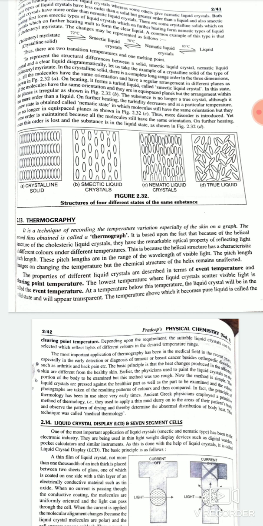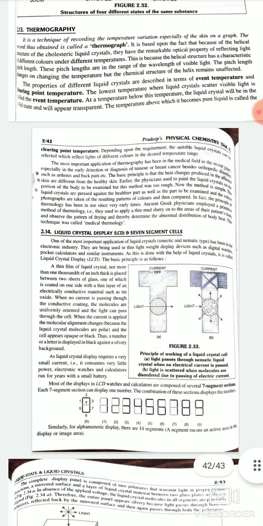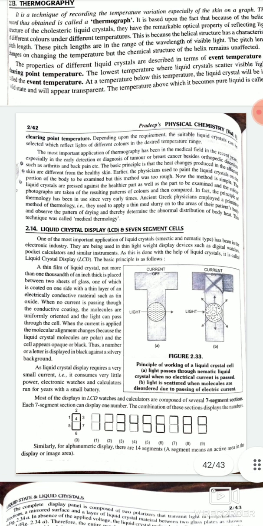The properties of different liquid crystals are described in terms of the event temperature and the clearing point temperature. The lower temperature, at which liquid crystals scatter visible light, is called the event temperature. At a temperature below this, the liquid crystals will be in the solid state and will appear transparent. The temperature above which it becomes a pure liquid is called the clearing point temperature. Depending upon the requirement, a suitable liquid crystal can be selected which reflects light of different colors in the desired temperature range.